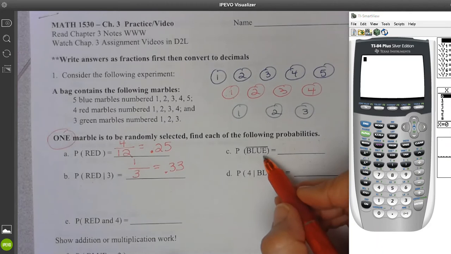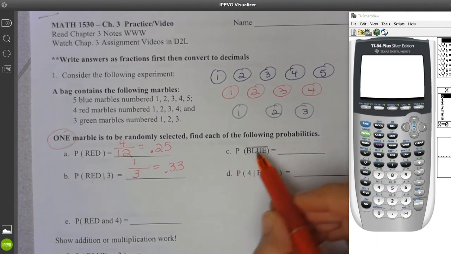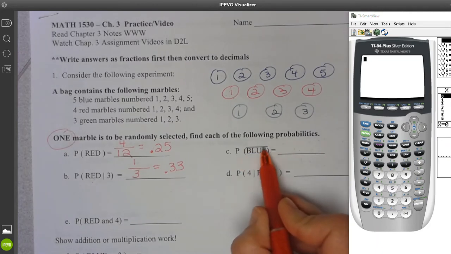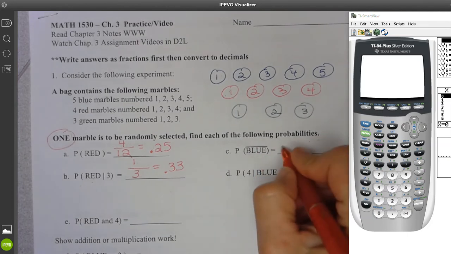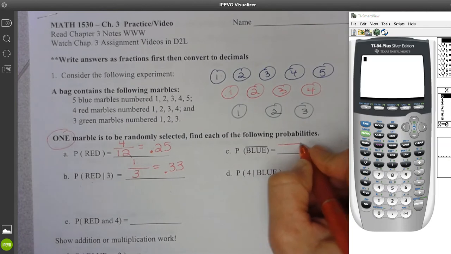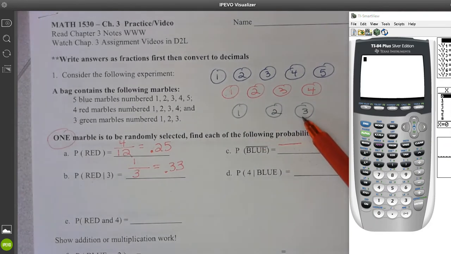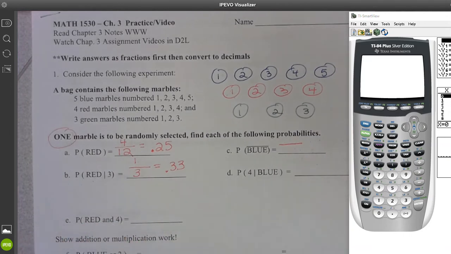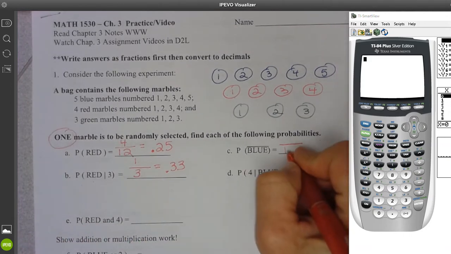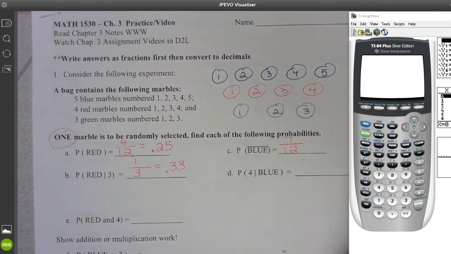The next problem is, what's the probability of getting a marble that is not blue? The bar over the word blue means not blue. So there's a couple of ways we could do this. The first would be to count all the marbles that are not blue. Well, that would be these 4 red plus these 3 green marbles. So that's a total of, well, there's 12 total marbles, and there's 7 that are not blue. So 7 divided by 12 would be 0.58, rounding to 2 decimal places.